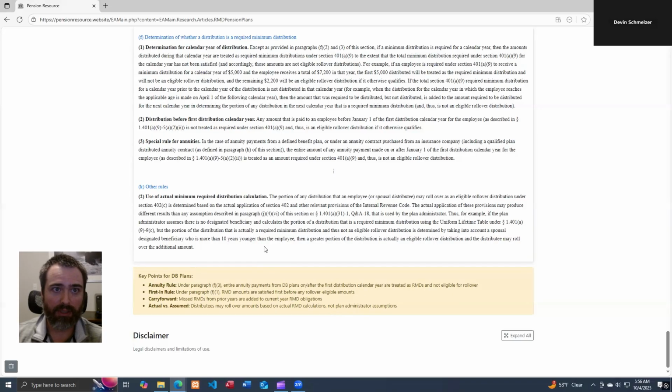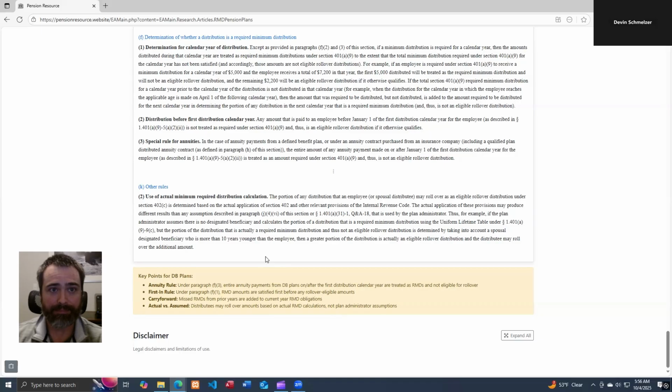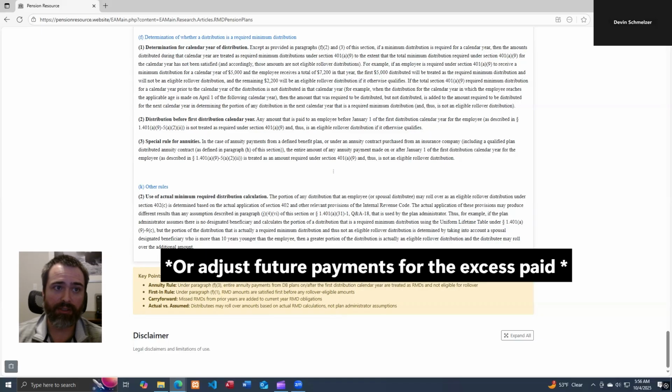In other words, if you do not have all the pieces of information available to process a required distribution, do not let that hold up your required distributions. Get those paid because those are plan qualification requirements. If after getting all the needed factors for how much needs to get paid, there happens to be an excess, well, then you can just notify the participant that, hey, this amount actually is eligible, more was taken out, moving on.